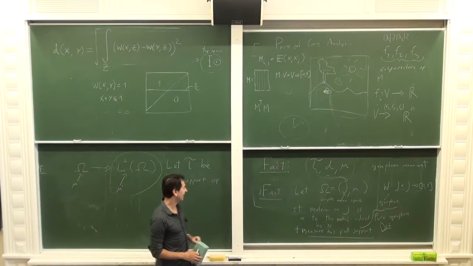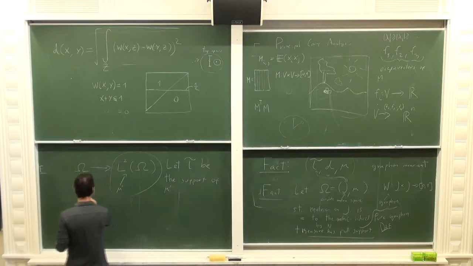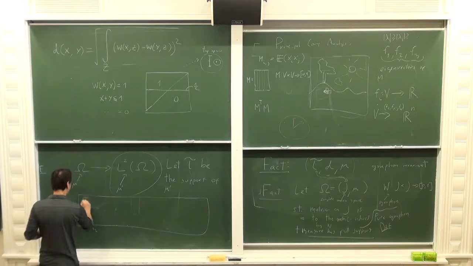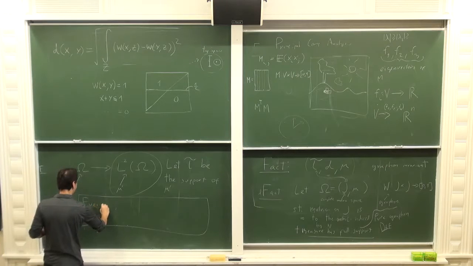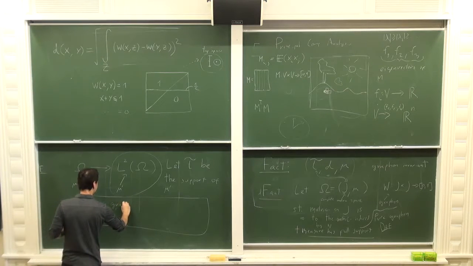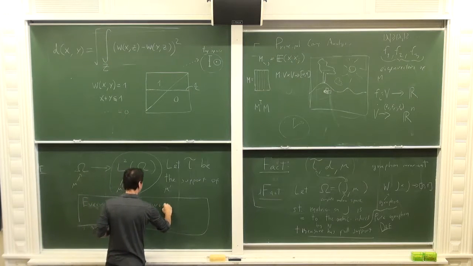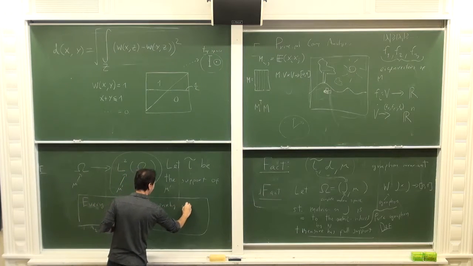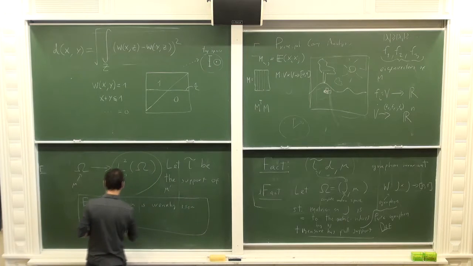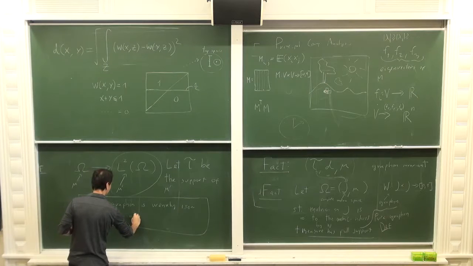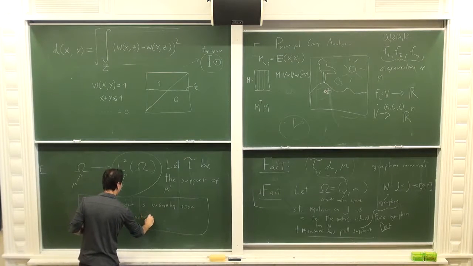Yes, and this is the construction, exactly. So what we have to remember from this is that every graphon is weakly isomorphic to a pure graphon. Okay.